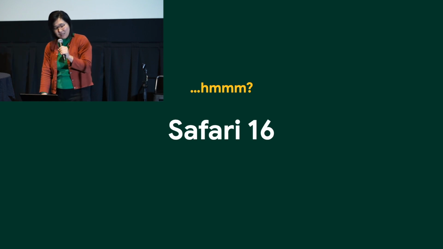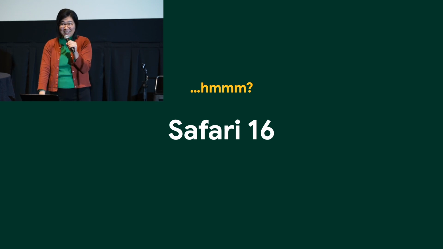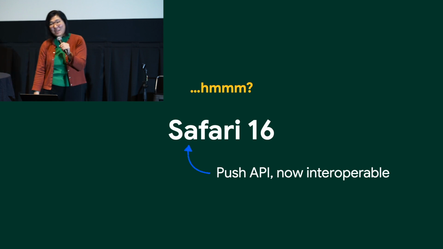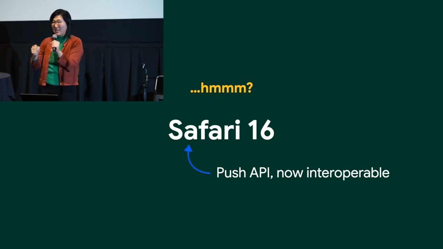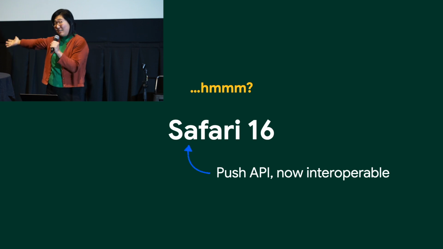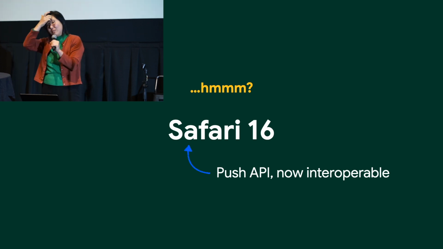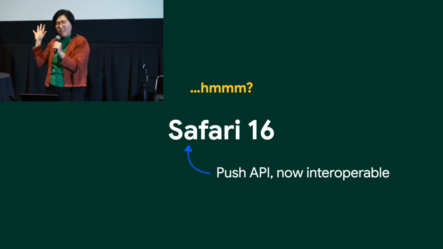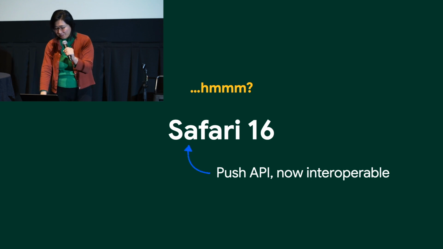So how about Safari 16? What was monumental in this release? It's also the Push API. It's the time that the Push API finally became interoperable. This was 2023. So it's 6 years in between. And if you had an idea to use the Push API or deal with an application that needs this feature, 6 years is a lot of time to be occupying your brain space, right?